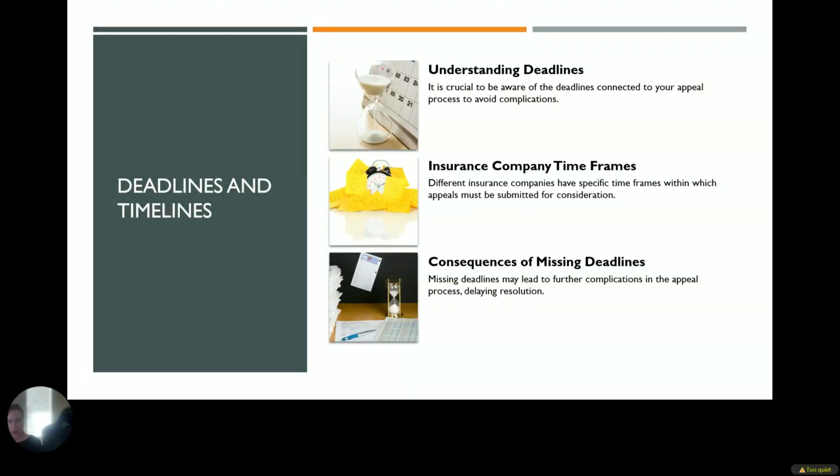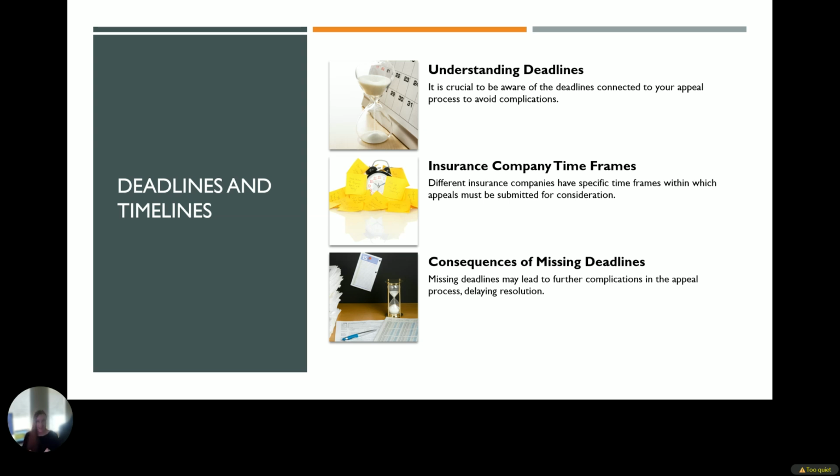It is very important to note any deadlines associated with your appeal. Some insurance companies may say you only have 30 to 60 days from your denial letter in order to submit an appeal. Others may not have any deadlines. So it is important to know what those deadlines are. As I said before, those deadlines, all of that submission information, is going to be included in your denial letter that you receive from the insurance company.